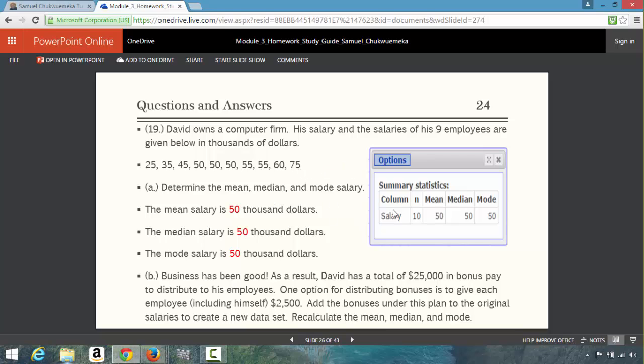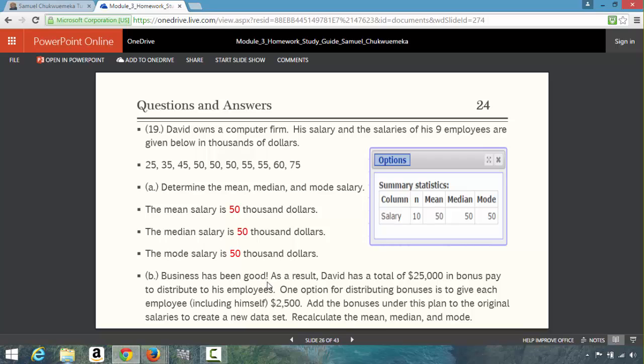David's salary is $75,000, of course. Determine the mean, median, and mode. You do it. You can do it by hand because the sample size is small. You can also do it by technology. So the mean salary is $50,000, median is $50,000, and the mode is $50,000.